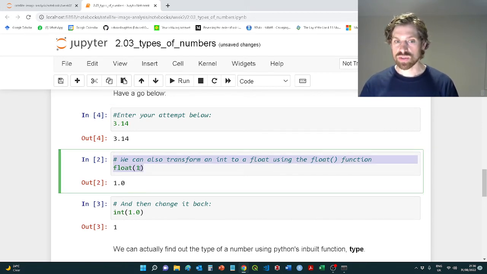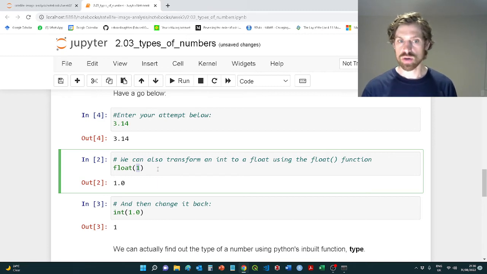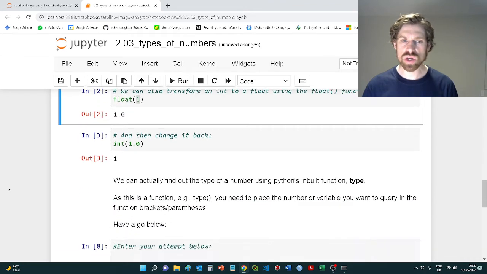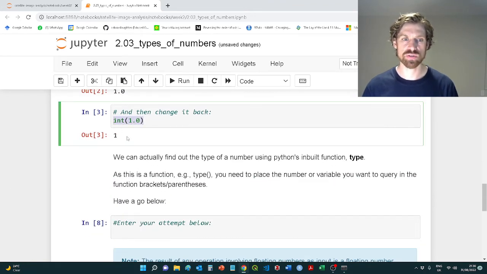Here we might just transfer a particular integer that we have. This is just 1 as an integer, and we transferred it into a float using the float function, which is inbuilt in Python. So here we've got 1.0. And then we could change it back into an integer using that integer function that we just covered.